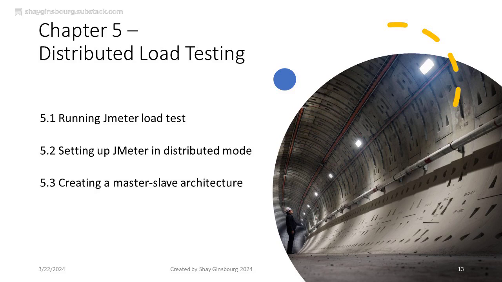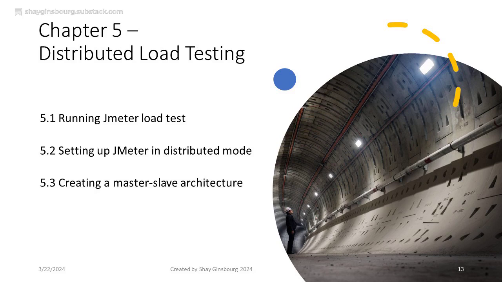5.2 Setting up JMeter in distributed mode. Discover the magic of distributed testing. Configure JMeter to operate in a distributed mode, harnessing the power of multiple machines. Whether you're testing from different geographical locations or need to handle massive user loads, this section has you covered.